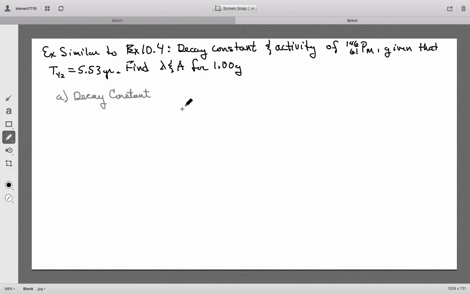Seems I can do decent in cursive here, not great. Well, remember, its definition. It's really negative natural log of 1/2, but if you take that value, positive 0.693 over your half-life, right? And if I just go ahead and do it in years, well, I'm going to give myself a break and convert to seconds. 0.693 over 5.53 years.